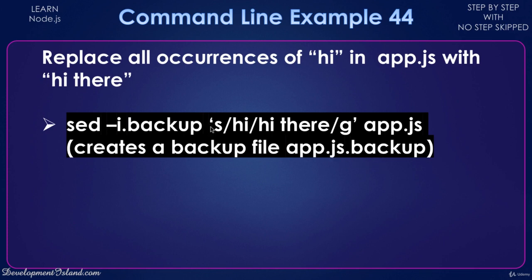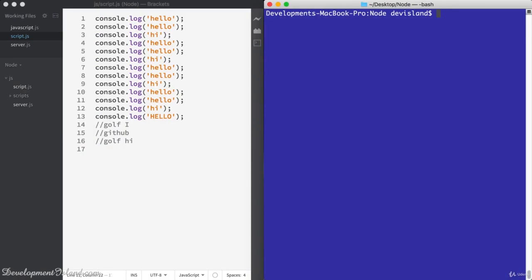And then you place inside quotes S for substitute, then slashes, and G for global to replace all occurrences. So that's why you use G. And then in between you place your word to be replaced and then the word which is going to replace all occurrences. So let's go ahead and try this.